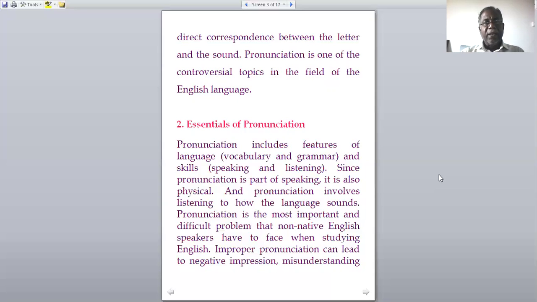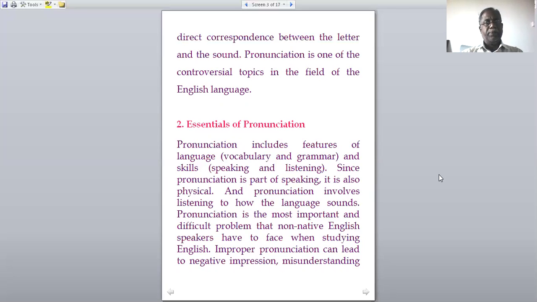So there is no direct correspondence between the letter and the sound in English. In some languages, there is a correspondence between letter and the sound. Pronunciation is one of the controversial topics in the field of the English language. Of course, it's very difficult, but when you keep on practicing, definitely you can also speak like native speakers.